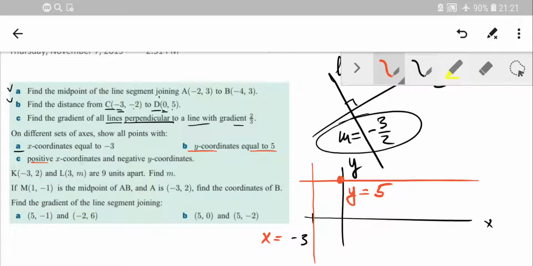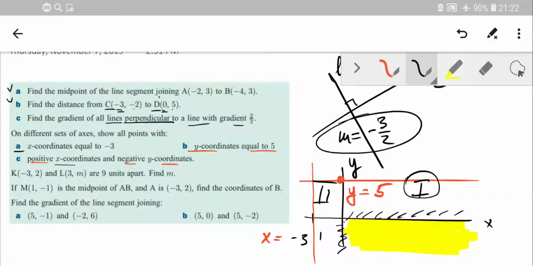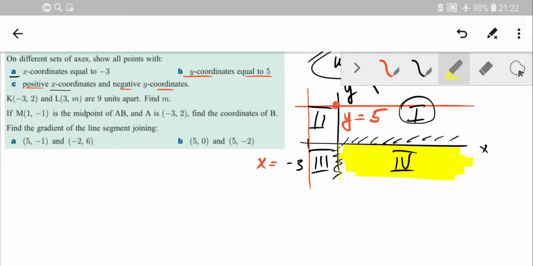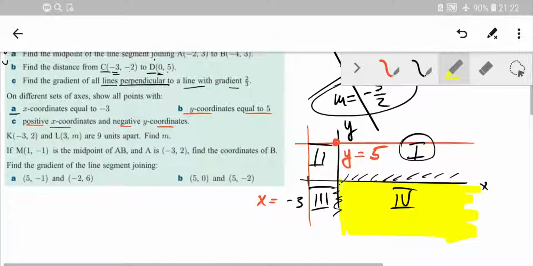Positive x coordinates and negative y coordinates. Alright, that's about quadrants. If the x coordinate is positive, it's here. If the y coordinate is negative, it's here. So that's going to be the fourth quadrant, because if you remember, we start counting quadrants from the top right corner, and then we go anti-clockwise. This is quadrant 4, basically the region between the negative part of the y-axis and the positive part of the x-axis. All right, so that's question C.